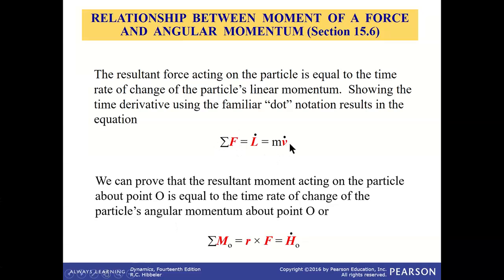This is the same equation that we studied in section 15.1, the equation for linear impulse and momentum. It is just another way of writing that same equation. If you remember, we had mv equal to sigma F multiplied by dt. So that dt, if you divide it on the right hand side, then it is the derivative of velocity with respect to time. So as per this equation, the sum of all the external forces acting on the particle is equal to the time rate of change of its linear momentum. As per this similarity, the sum of all the external moments acting on the particle about point O is equal to the time rate of change of its angular momentum about that point.